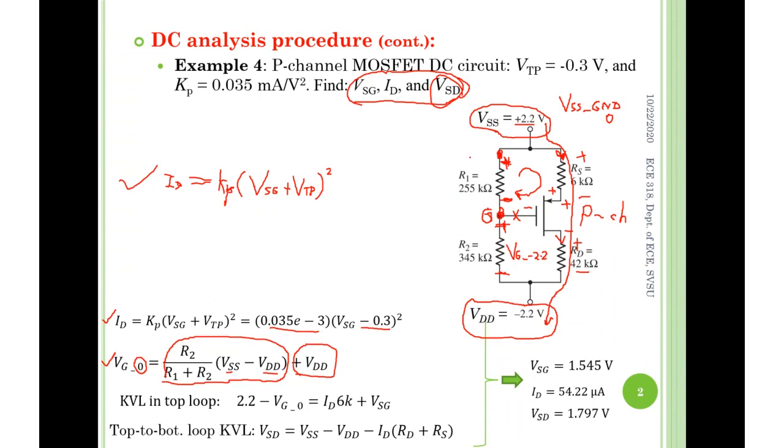That's why when you do the subtraction between this node and this node, you have to make sure both voltages are with respect to the ground, the same reference point. Does it make sense? And that's why I'm using 2.2 minus the VG with respect to ground as well. And this is the voltage across R1. Then this voltage equals the voltage across RS plus the VSG. The voltage across RS equals RS times the current through it, which is ID. So this is how I end up with these two equations.